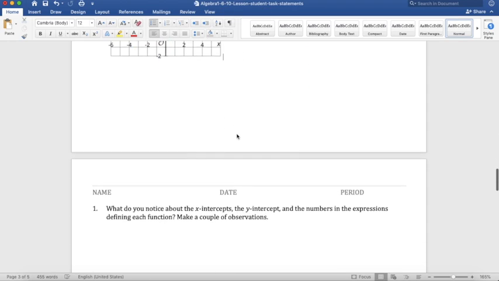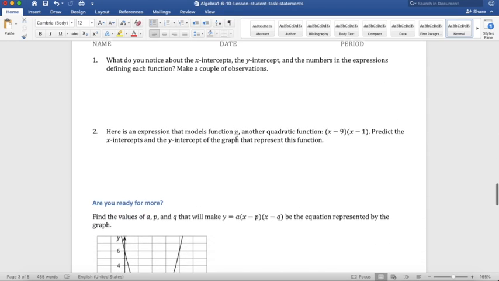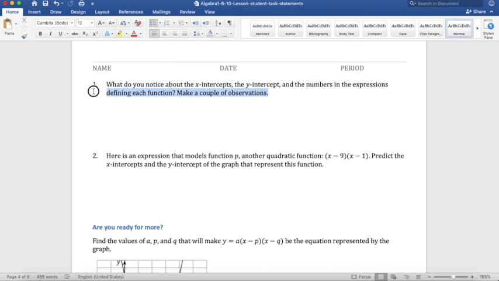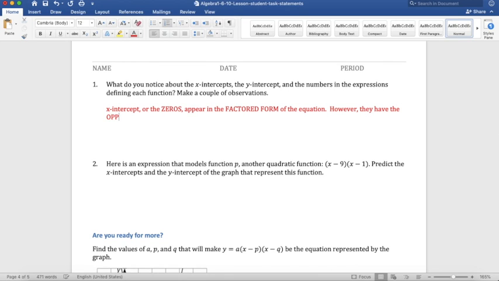So really our whole goal for today was to discover our noticings about the x-intercepts and the y-intercepts, and where they are in each function. So it's sort of giving you the observations. The x-intercepts, or the zeros, appear in the factored form of the equation. However, they have the opposite sign in the equation.